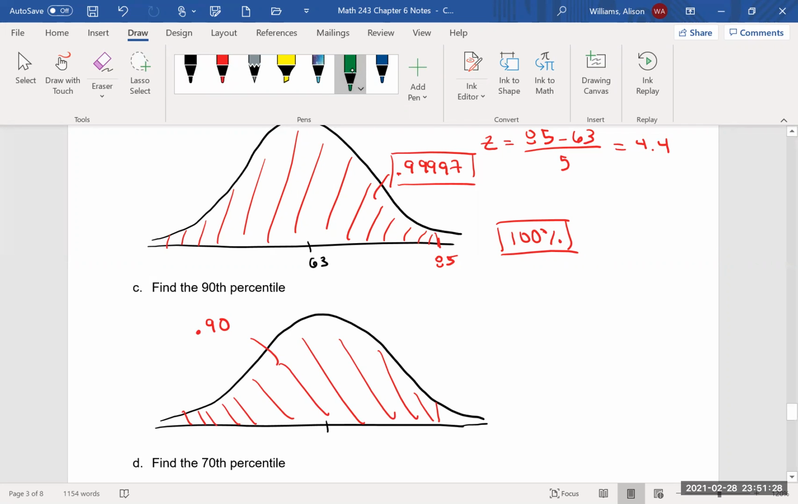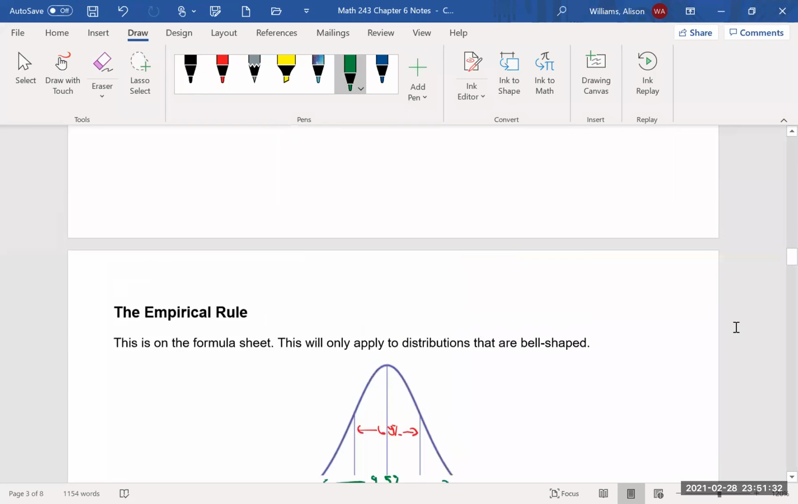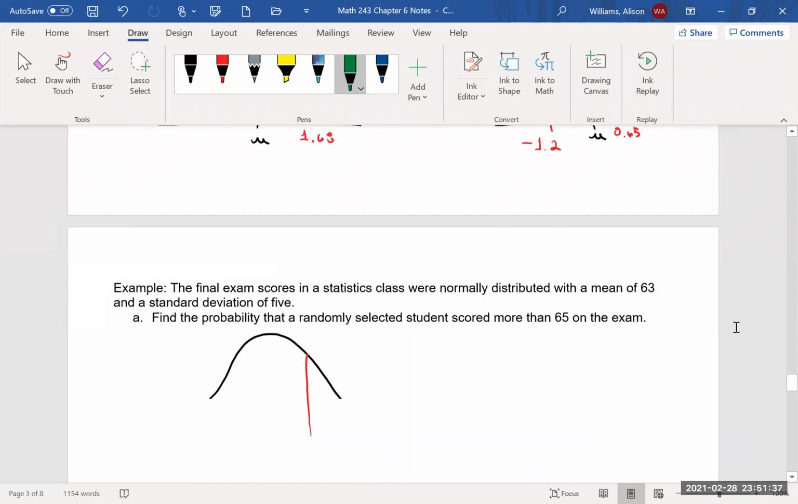Okay, so there is a formula. Oops, I'm so sorry. There is a formula for this. Wow, that went way up to the top. I'm so sorry.